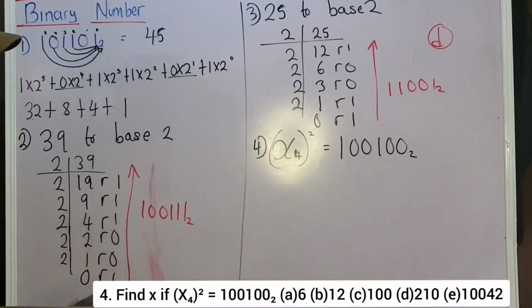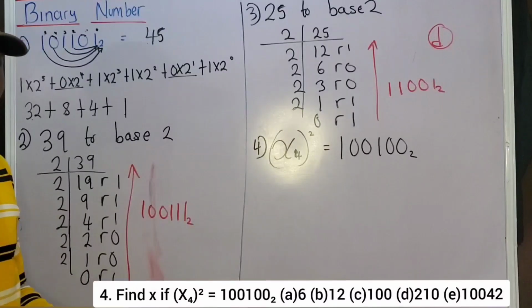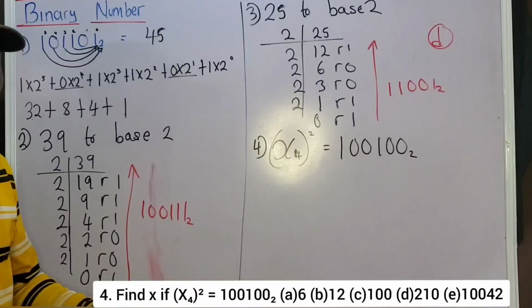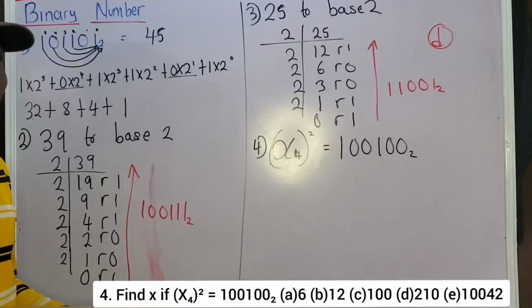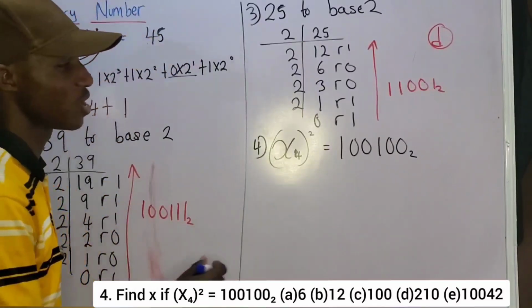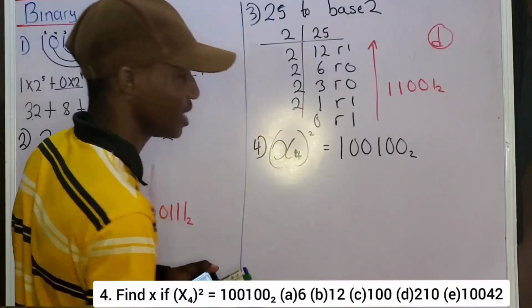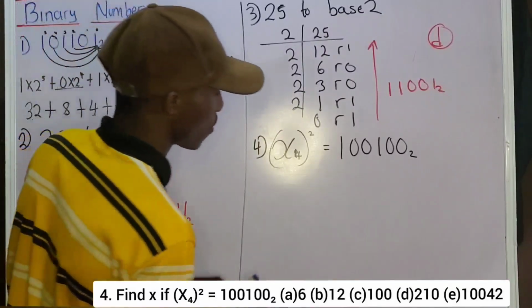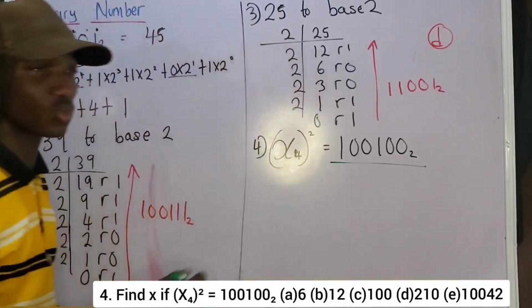Please, I want you to pay attention. You must be able to think fast. In JAMB, the exam is to test your mechanical accuracy, your speed, your efficiency, and ability to think. Now, in solving this question, the first step is that you have to convert the binary number to a denary number.